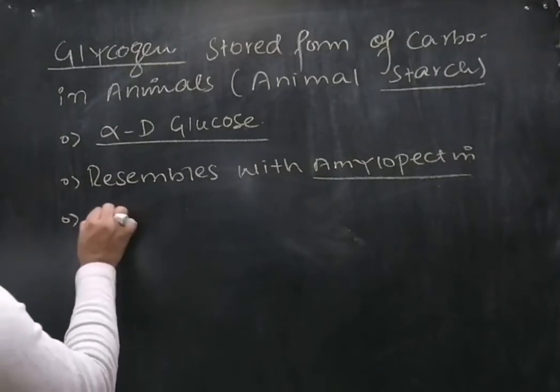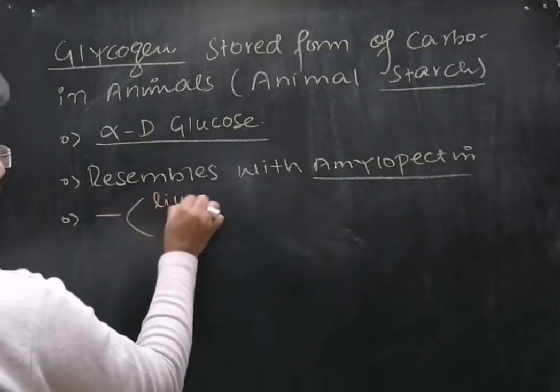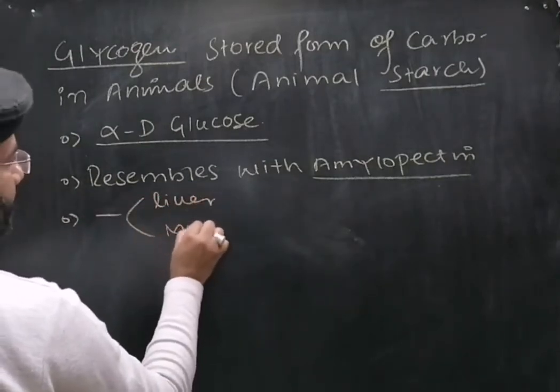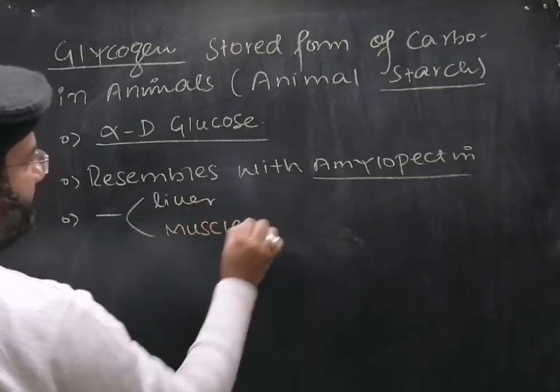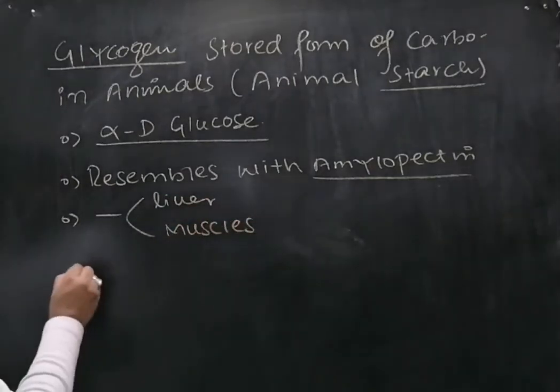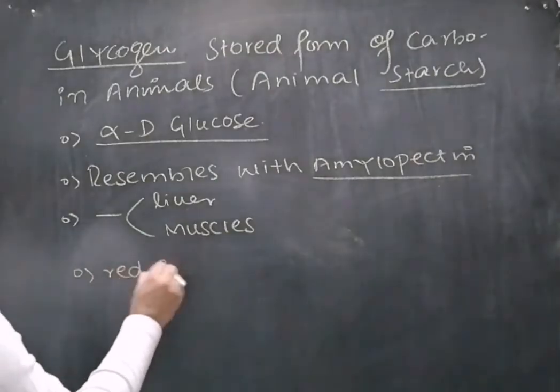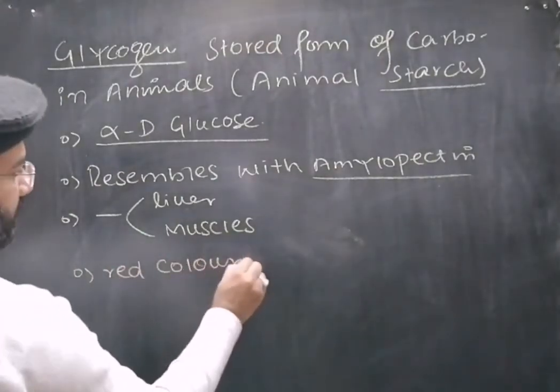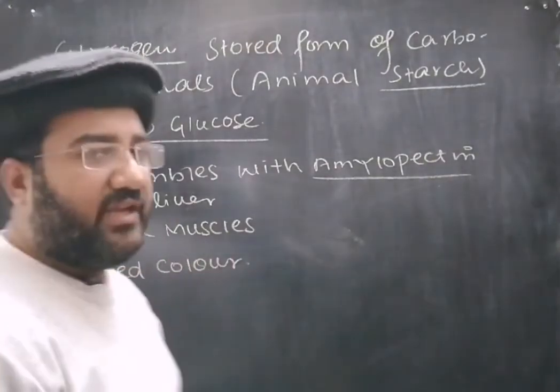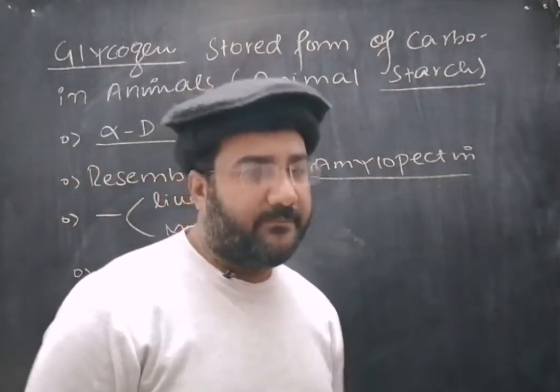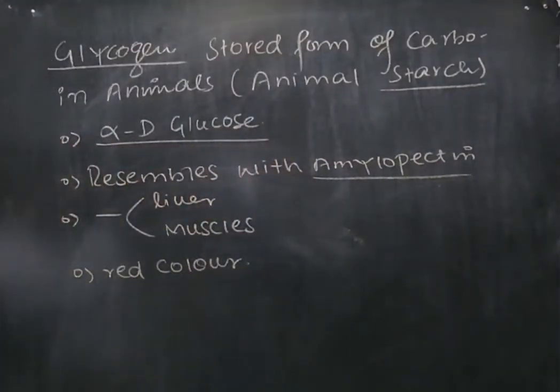Now glycogen is stored in the liver and muscles of the animals, and with iodine solution glycogen gives a red color. So glycogen gives a red color with the iodine. So this was about glycogen.